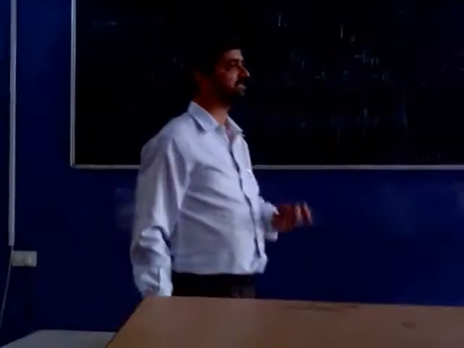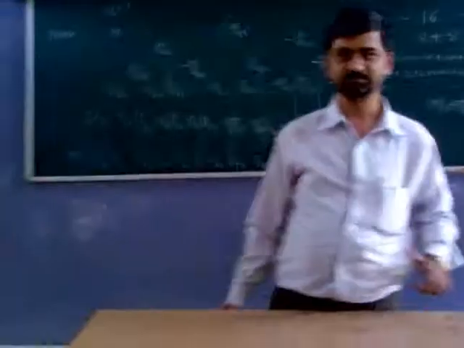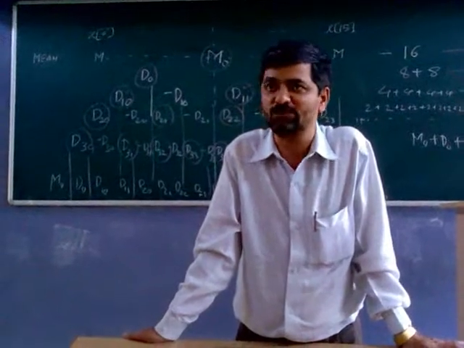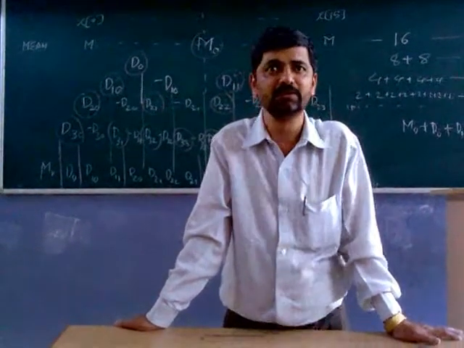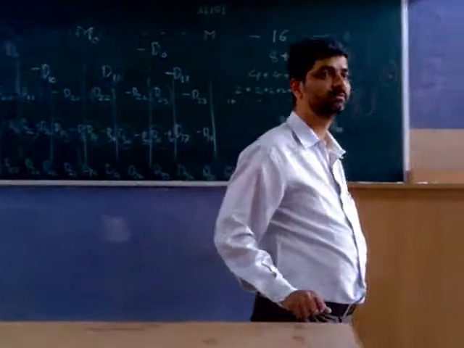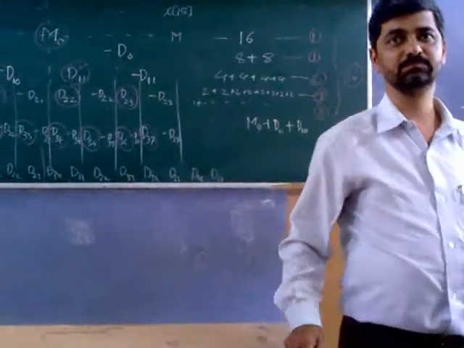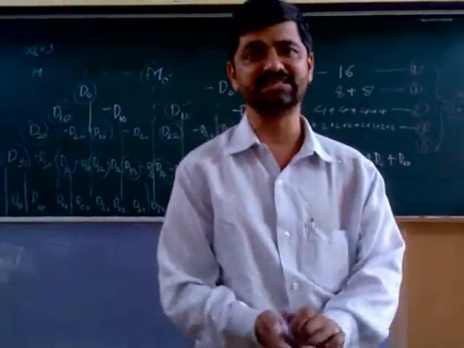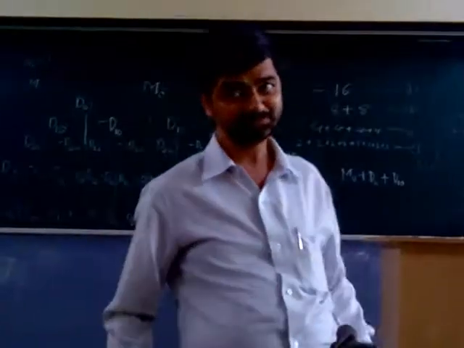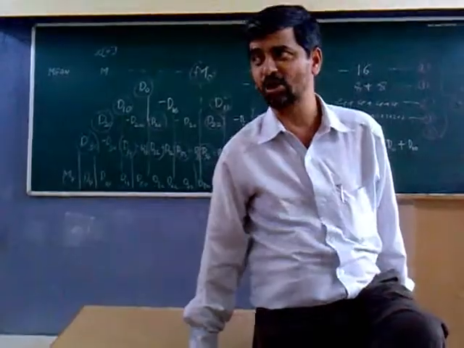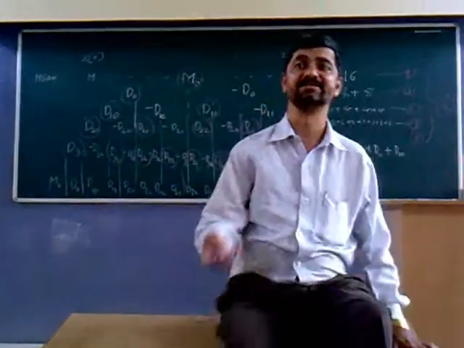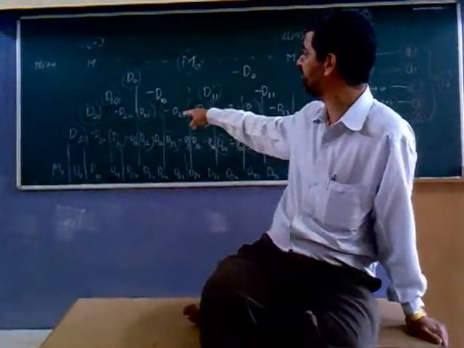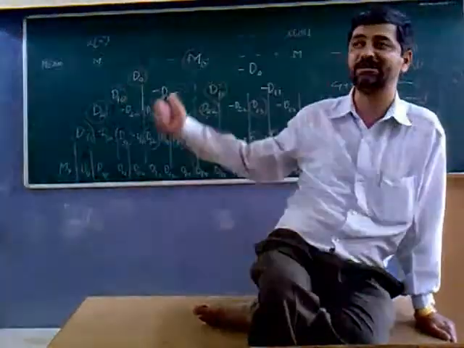Then, if the signal is a DC signal, what will happen? If the signal is a DC signal, it means all x0 to x15 are the same. In this situation, what would be the value of M0 and all these further coefficients?